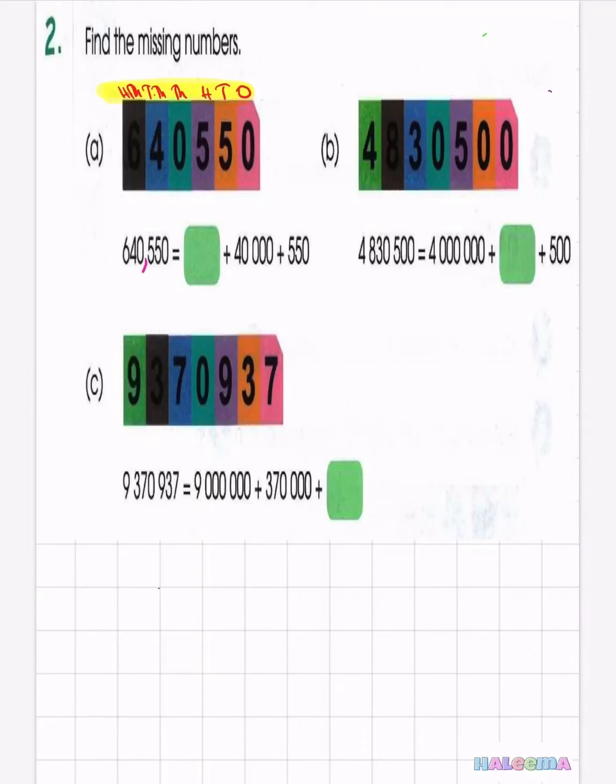640,550. See, 550 is already done for us. 40,000 is done for us. What we're left with is 6. Check out the place of 6. It is in the 100,000s place. So we're going to write 600,000. Let's see part B.